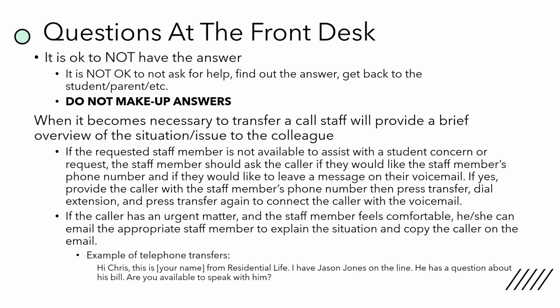We already touched base a little bit on transfers, but if the requested staff member is not available to assist with a student concern or request, the staff member should ask the caller if they would like the staff member's phone number or email, and if they would like to leave a message on their voicemail. If yes, provide the caller with the staff member's phone number, then press transfer, dial the extension, and transfer again so it can connect the caller to the voicemail. If the caller has an urgent matter and the staff member feels comfortable, he or she can email the appropriate staff member to explain the situation and copy the caller on the email.